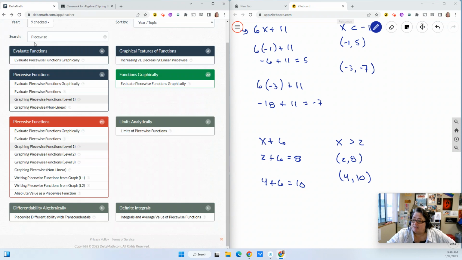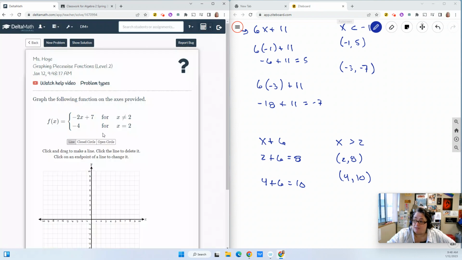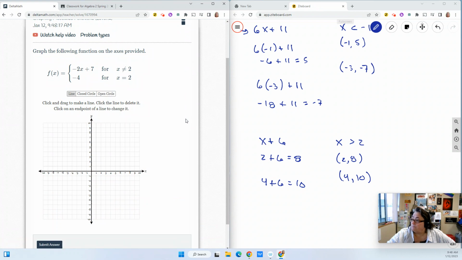I am going to move to the next level because I want you guys to see what happens when you have like 3 equations in there. This one, notice that this one has x is either not equal to or it's equal to 2. Those are your only 2 parameters, right? So you're going to graph this equation when it's not equal to 2, which means that you can pop in any 2 numbers that just aren't 2, right?